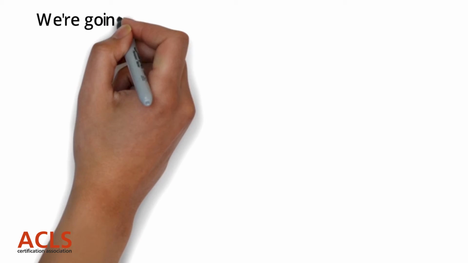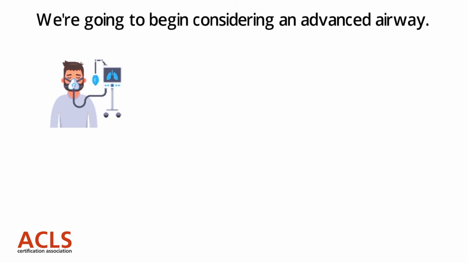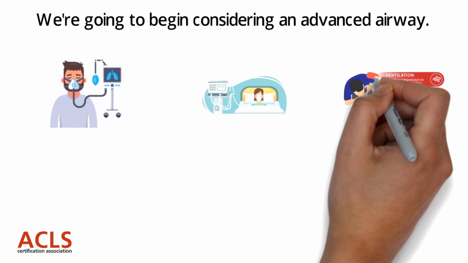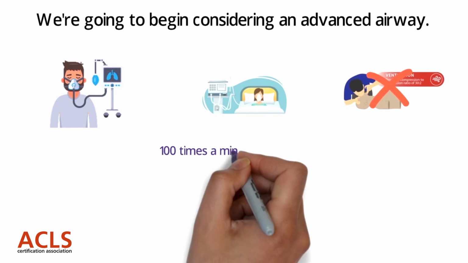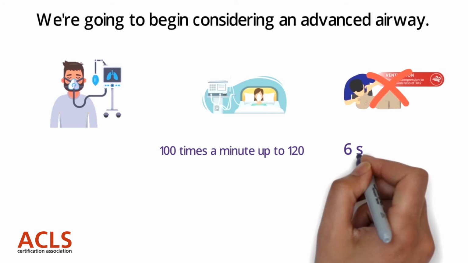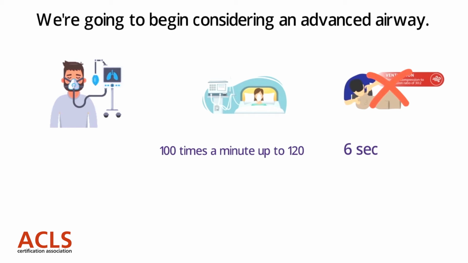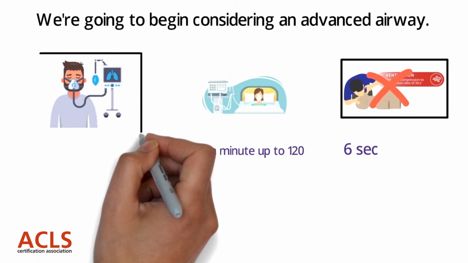And we're going to begin considering an advanced airway, and by advanced airway, I mean intubation. Once your patient is intubated, your breath to chest compression ratio no longer exists. So your chest compression person is just going at it at least 100 times a minute, up to 120, and the person delivering breaths is going to give 1 breath every 6 seconds. You are not going to pause chest compressions anymore to give breaths once the patient is intubated.